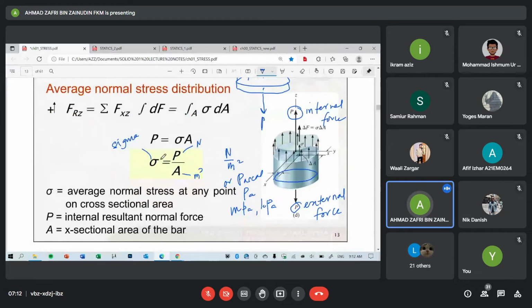When you calculate normal stress, let's say you get 10 megapascal. If you leave your answer like this, because it's positive, it means that it is tension. It depends on the internal force. The internal force can be tension or compression, so normal stress is either tension or compression, depending on the internal force.